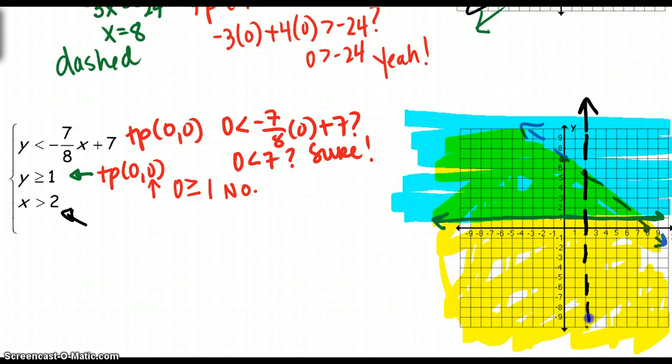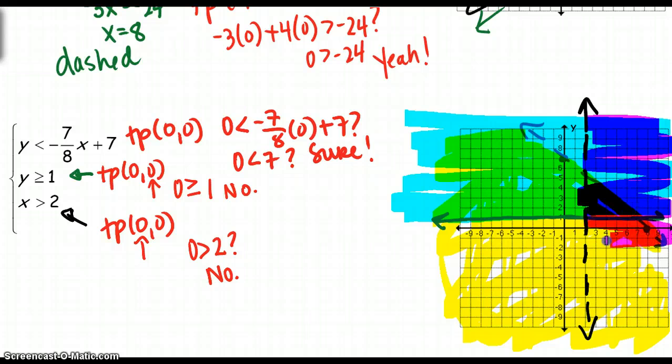Okay? Now we're going to do our test point. Our test point here would be 0, 0 again. You're only going to use the x value. Is 0 greater than 2? No, not at all. So since it's not, we're not going to shade over here. We're going to shade on the other side.